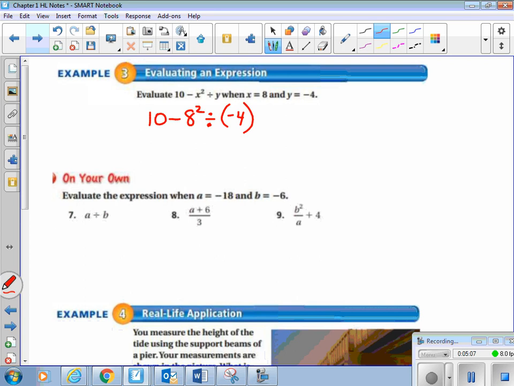I now want to think to myself, I've got more than one operation here, which means I need to follow my order of operations. So to remind ourselves of our order of operations, please excuse my dear Aunt Sally. We've got parentheses, exponents, multiplication, put the dot for multiplication, division, addition, and subtraction.